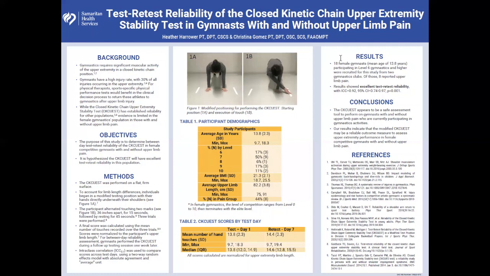18 gymnasts were recruited, 8 of which reported upper limb pain, and these gymnasts competed in USA Gymnastics levels 6 to 10. Results showed excellent test-retest reliability with an intraclass correlation coefficient of 0.92. According to our results, the CKC-UEST may be a reliable outcome measure to assess upper extremity performance in female competitive gymnasts both with and without upper limb pain. It also appears safe to perform on those with upper limb pain who are currently participating in gymnastics.